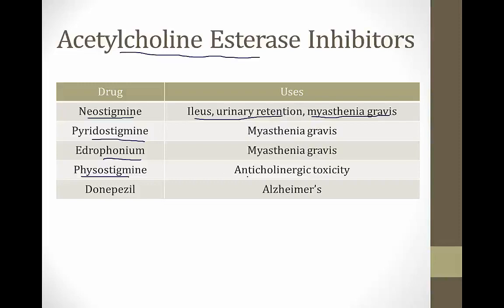Physostigmine is sometimes used in anticholinergic toxicity. We'll talk about this later, but if a patient is administered a drug like atropine that blocks cholinergic receptors and they overdose on it, you can give physostigmine to boost the levels of acetylcholine and overcome the anticholinergic drug toxicity. And then finally, donepezil is a drug that works on acetylcholine esterase in the central nervous system, and it boosts CNS acetylcholine levels, and this is sometimes used in Alzheimer's disease.